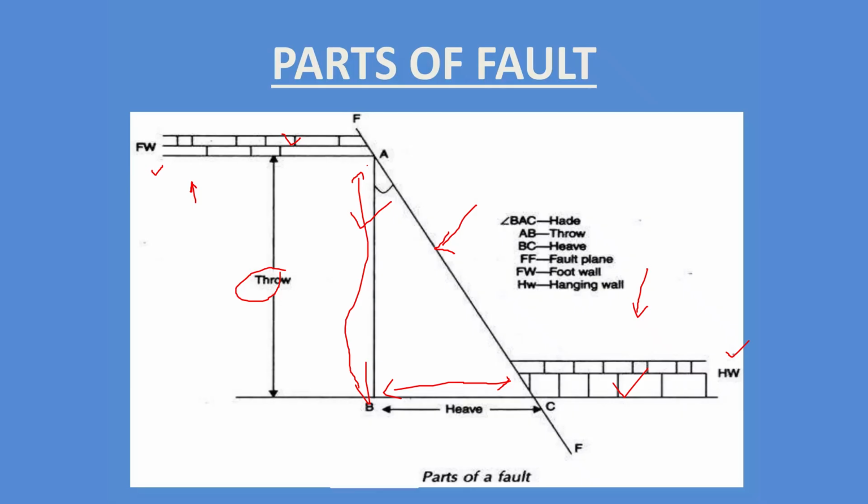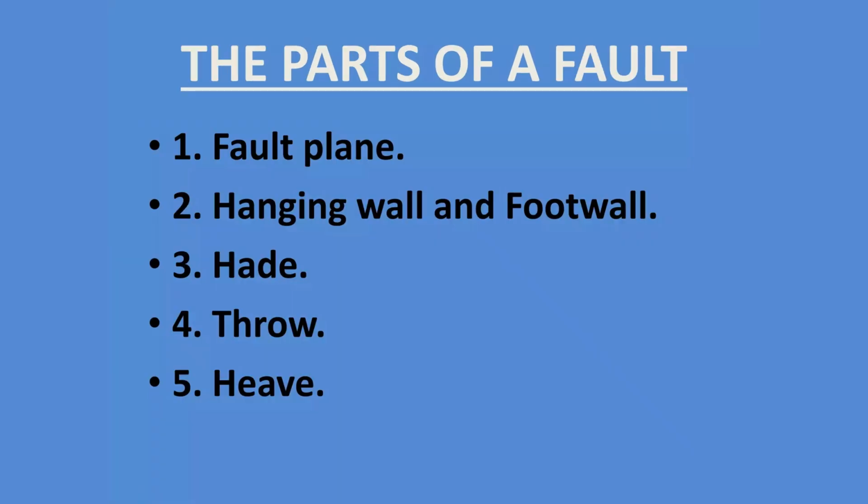And what is head? Head is nothing but the angle of inclination of the fault plane with respect to the vertical component. Here the angle BAC is called the head. So the parts of the fault that I have already discussed are the fault plane, the hanging wall and foot wall, the head, the throw, and the heave.